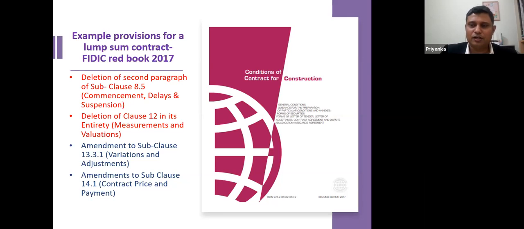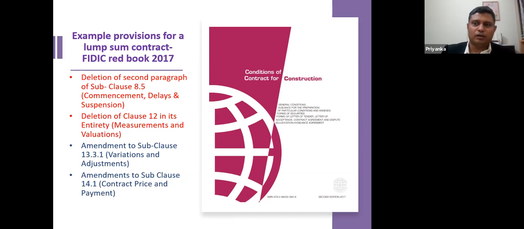Understand there's a difference between a clause and a subclause. The relevant clauses are clause 8, that is commencement, delays and suspension; clause 12, that is measurements and valuations; clause 13, that is variations and adjustments; and clause 14, contract price and payment. So these are the only 4 occasions where you need to make changes if you are going to change a remeasurement contract to a lump sum contract.